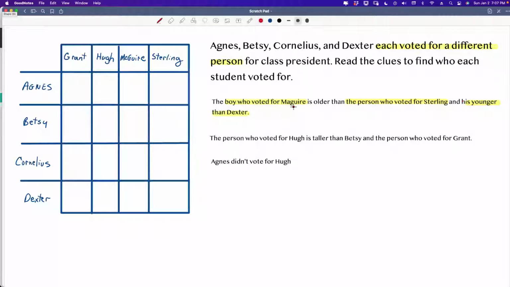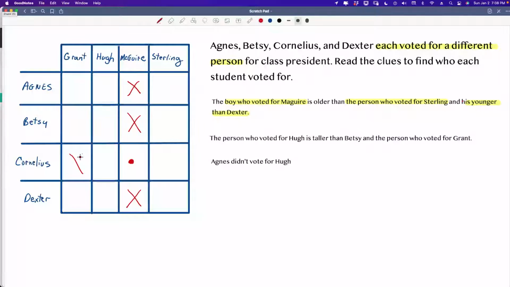So we know that the person who voted for McGuire and the person who voted for Sterling was not Dexter. And we know it was a boy who voted for McGuire. So the boy who voted for McGuire, that tells us that Agnes and Betsy did not vote for McGuire because it was a boy who voted for McGuire. And we also know that the person who voted for McGuire was not Dexter, because we're talking about three different people, okay? So that leaves us Cornelius as the only possible solution here, because that was the only possible square left.